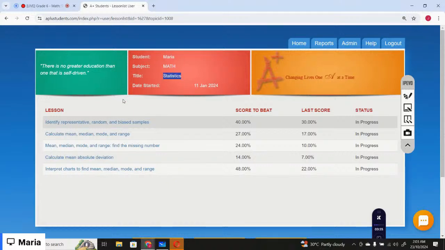So I'm on grade 6 math. The chapter we are on right now is statistics. Let's just start with the lesson, that is identify representative, random and biased samples.